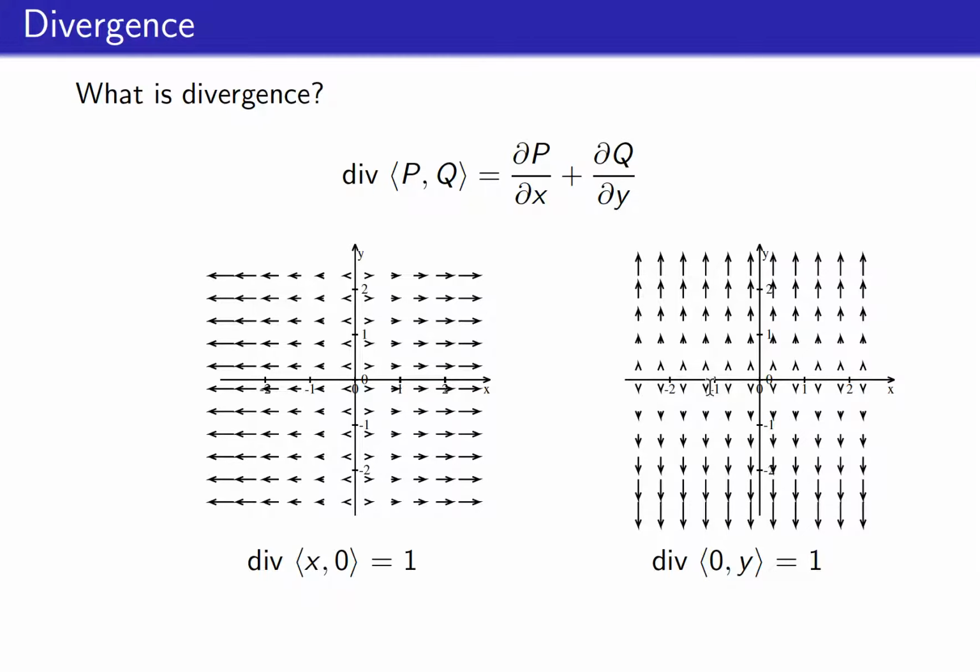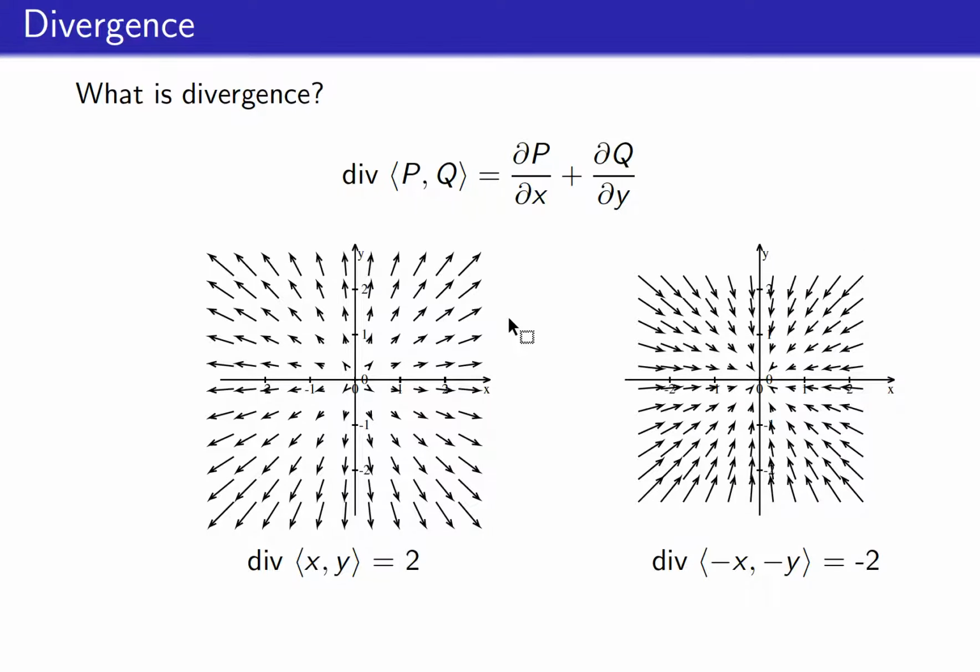Likewise here, the partial derivative of p with respect to x is 0, the partial derivative of q with respect to y is 1, add them up and get 1. So this one is looking at this side, this one is looking at that side, stretching in the x direction, stretching in the y direction. Either one will give us divergence.